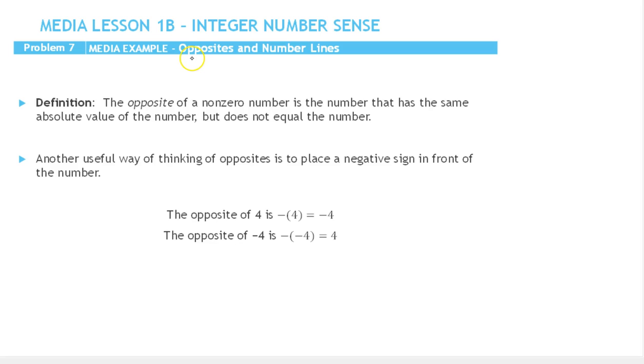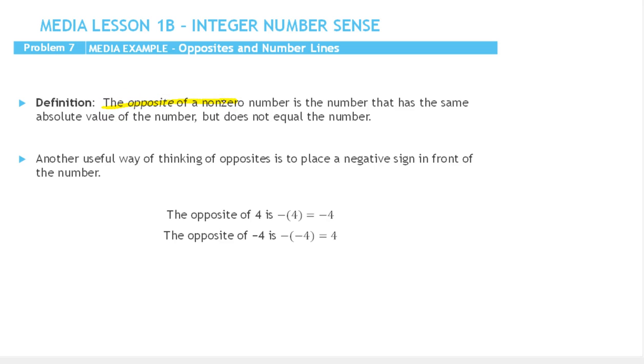In these examples, we're going to look at opposites and number lines. So remember from the first video, we said that the negative numbers were opposites of the positive numbers. So this is one way to think about a negative number, and we can also think about the opposite of a number as taking an action of finding the opposite of a number. So let's look at the definition, we'll look at some examples, and then we'll do a couple of problems.